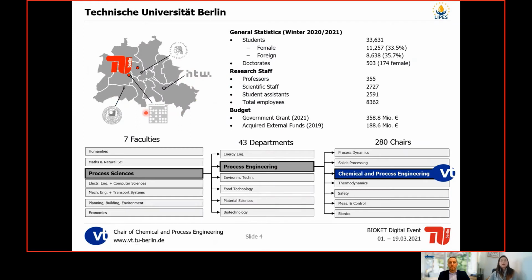So a short introduction to our university. We are located in Berlin, of course, with 4 other universities. As an academic institution, we are focused basically on teaching, but we also have integrated research facilities in the university. We are divided into 7 different faculties. We are in process sciences, process engineering, and we are the chair of chemical and process engineering.